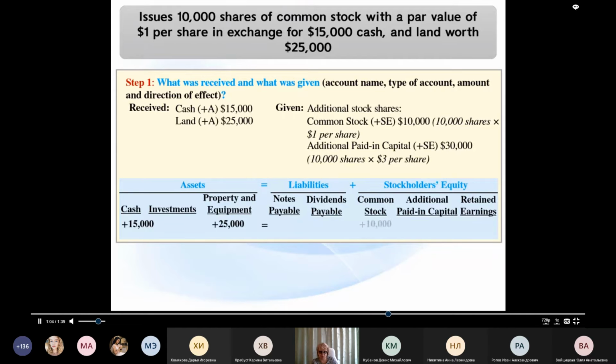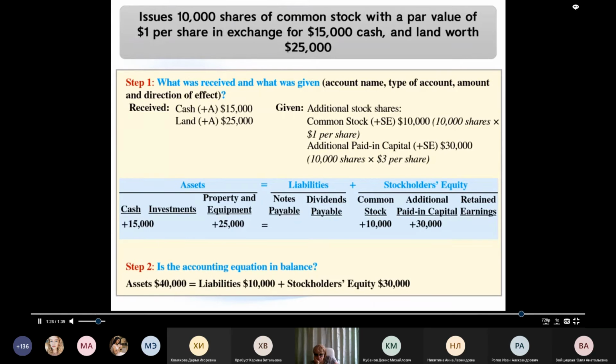The common stock account increases by $10,000, which is the product of the 10,000 shares issued times the $1 par value per share. The additional paid-in capital, or contributed capital in excess of par, account increases by $30,000, which is the product of the 10,000 shares issued times the $3 excess over par value per share. Step 2. The recording of this transaction keeps the accounting equation in balance. Total assets equal $40,000 and total liabilities and stockholders' equity also equal $40,000.